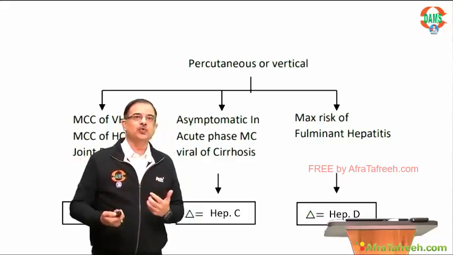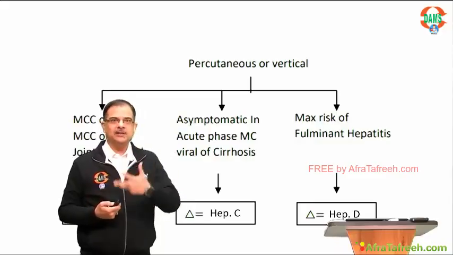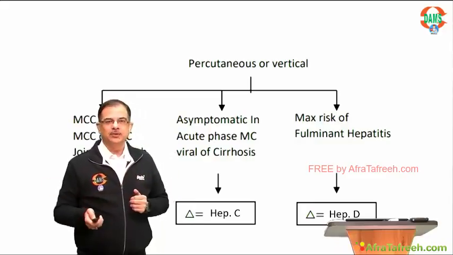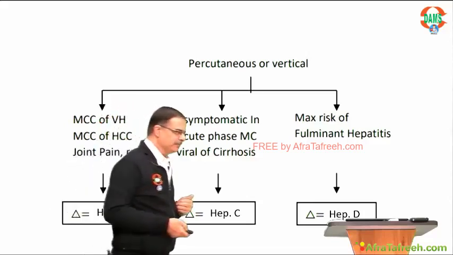So there are two viruses in the body. They are damaging the liver more. So two viruses damage the liver more. So this is a case of maximum risk of fulminant hepatitis, which is hepatitis D.